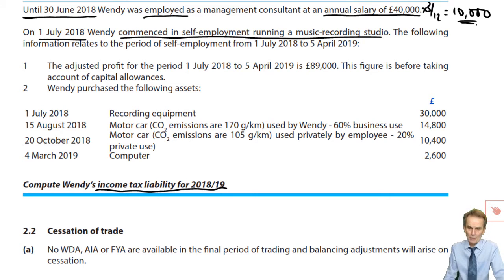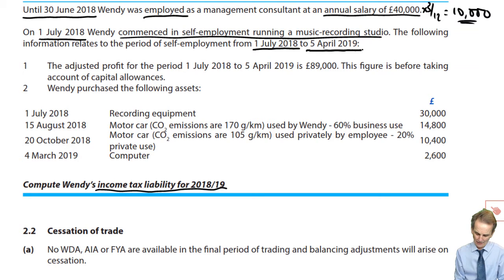Wendy has become a self-employed and unincorporated trader, starting business on the 1st of July 18 and preparing accounts for the period through to, well, that's going to make life easier, the 5th of April 19, i.e. the end of that first 18-19 tax year. Now, what you'd have done in terms of this exercise in an exam question is, when you were told the start date for that business, that, remember, fixed what would be the first tax year. So July 18 falls in the 18-19 tax year.